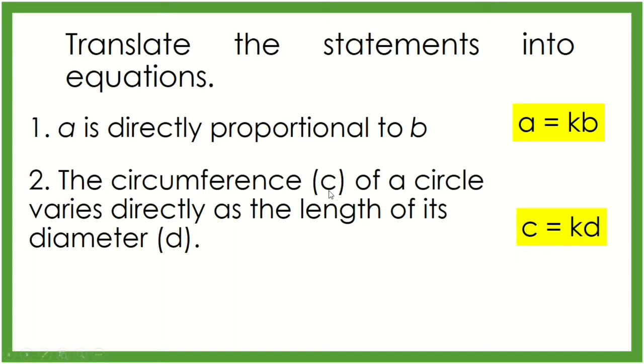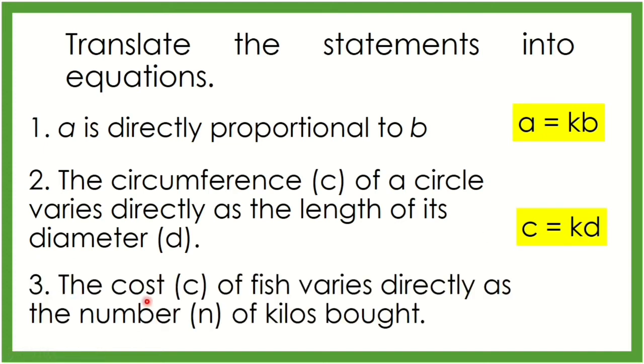So, C stands for circumference. So, ito yung naka-isolate. And then, equal siya sa constant times the second quantity, which is the diameter. So, we have C equals K times D. Number 3, the cost C of fish varies directly as the number N of kilos bought. What is the equation? C equals K times N.